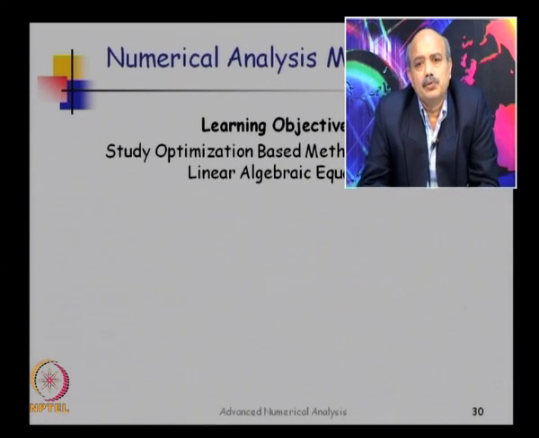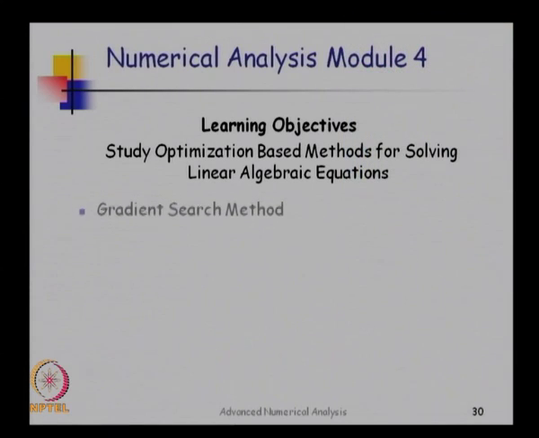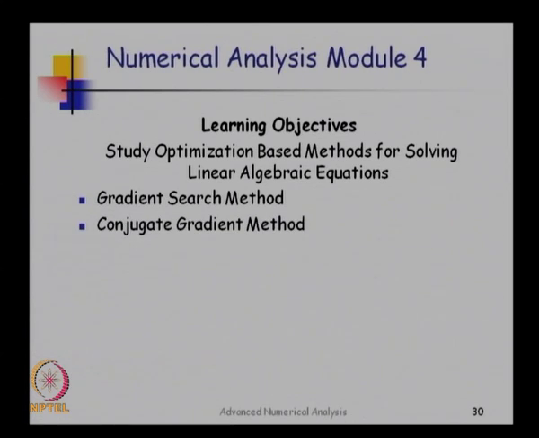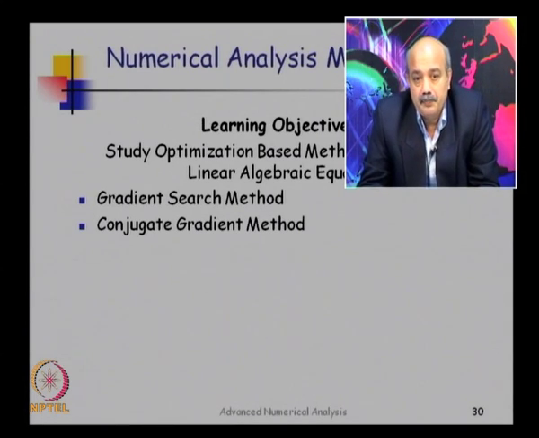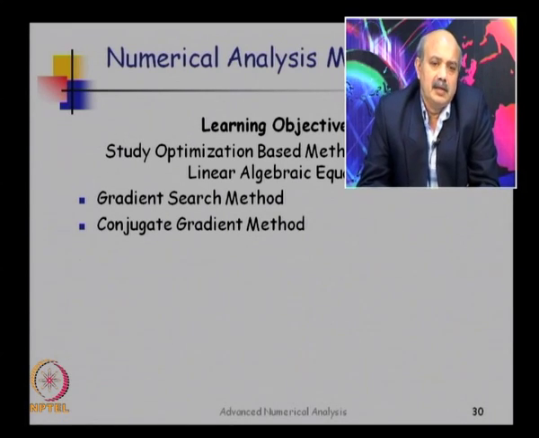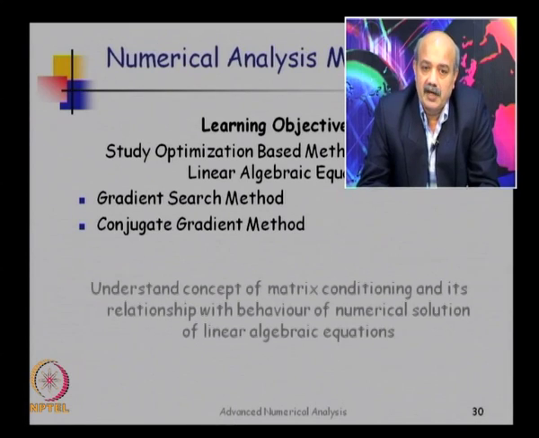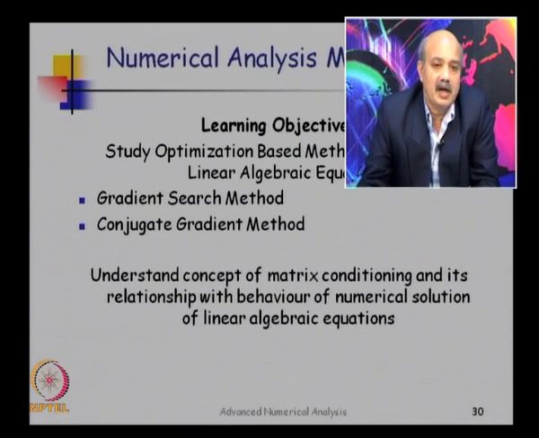We then move on to optimization based schemes for solving linear algebraic equations. Here I am going to use a numerical optimization tool such as gradient search method or conjugate gradient method to solve a set of linear algebraic equations, that is, solving Ax equal to b is going to be done using optimization. It turns out that in many situations this can be a very fast tool, particularly when you are solving a large set of equations.